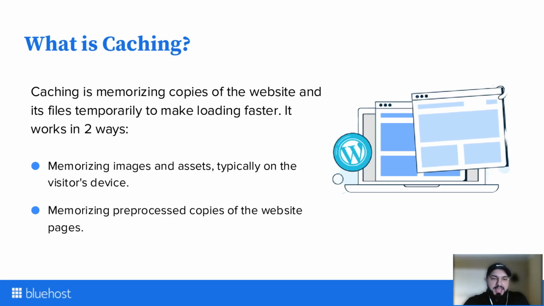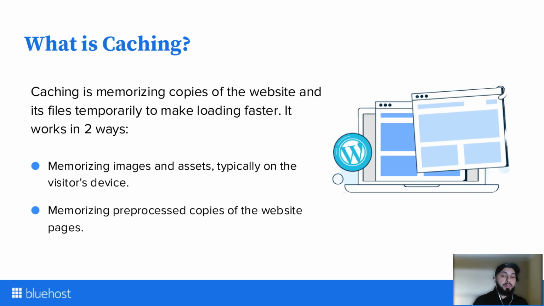Next chapter is caching. Caching really is memorizing copies of the website and its files temporarily to make the website load faster. And caching works in 2 ways. There are 2 different types of caching. So there's memorizing images and assets. Typically, that will happen on the visitor device. So their computer, their phone will actually cache aspects of your website, so the next time they load the website, it will load faster.